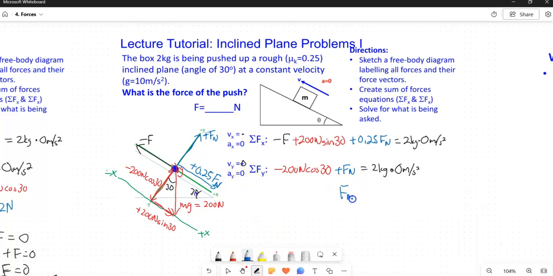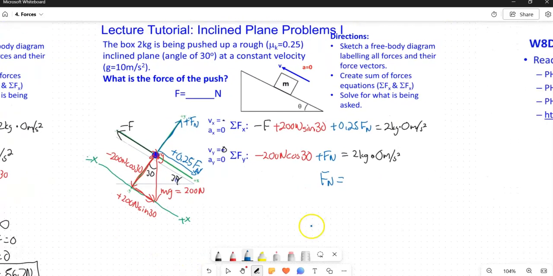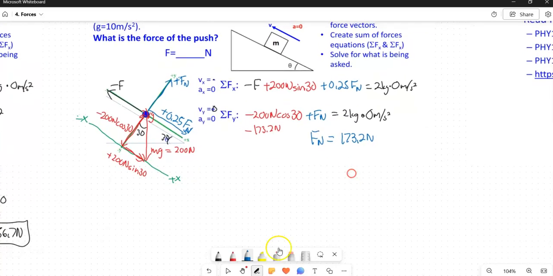So again, this normal force is going to end up being equal to, what is it, 173.2. So this whole thing is negative 173.2 newtons. So the normal force is just going to be 173.2 newtons. We're cutting some steps. And then here you got negative F. This is 0.5 and this is 0.866. So this is going to be 200 newtons times a half, which is going to be positive 100 newtons.